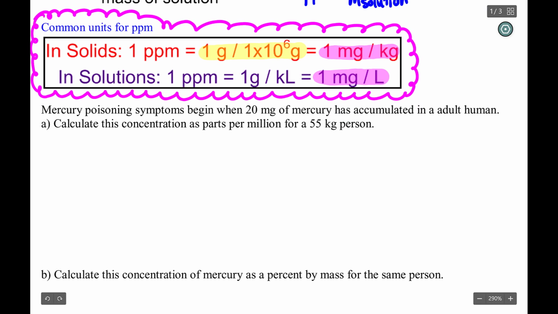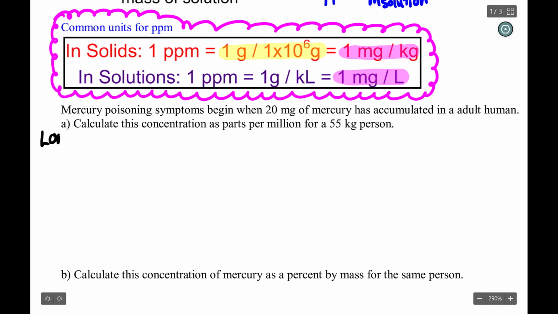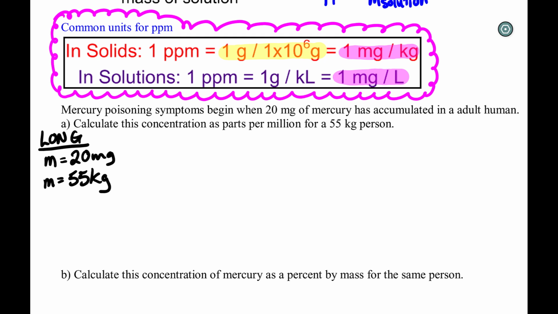It says mercury poisoning symptoms begin when 20 milligrams of mercury has accumulated in an adult human. Calculate this concentration as parts per million for a 55 kilogram person. I'm going to do it the long way first, showing that we have to convert units to the same unit. So I have 2 different mass units. I got the mass of the mercury as being 20 milligrams, and I got the mass of the person as 55 kilograms.